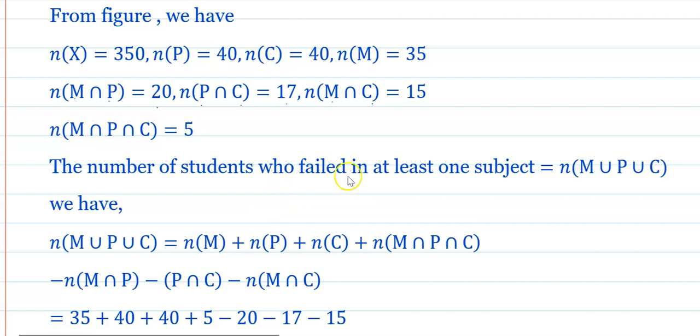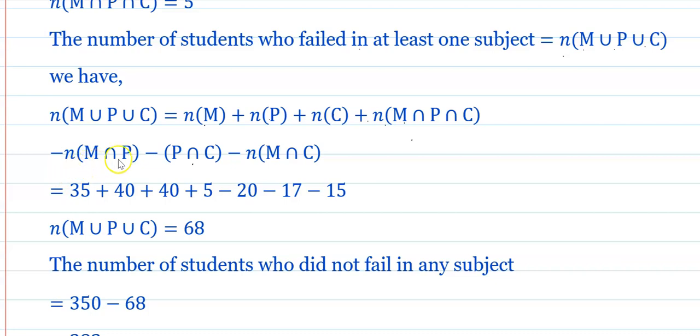Then the number of students who failed in at least one subject. At least one subject means what? n of M union P union C. It means we will calculate here n of M plus n of P plus n of C plus n of M intersection P intersection C. Okay. And the next is minus n of M intersection P minus n of P intersection C minus n of M intersection C.